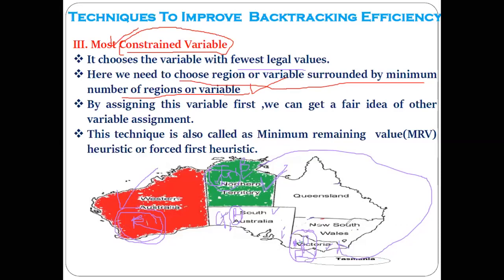Which value can you use here for this region? Blue or green? Blue or green. Which value can you give here? You have to think. Blue. Here, yes. Blue. Means here, how many legal values do you have at this point? 1.